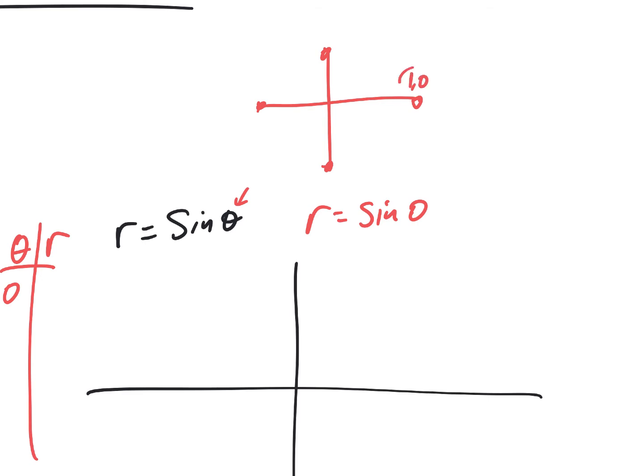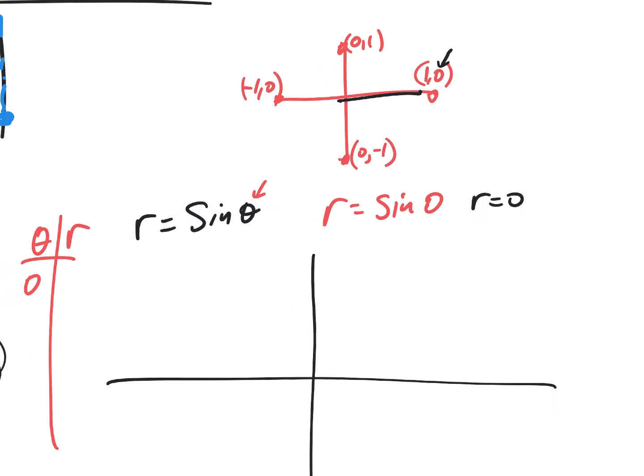So this is 1 comma 0. This is 0 comma 1. This is -1, 0. And this is 0 comma -1. And now if I say what's sine of 0, you can just be like, oh, there's 0. Sine's the y. Y of this is 0, so sine of 0 is 0. So r equals 0.